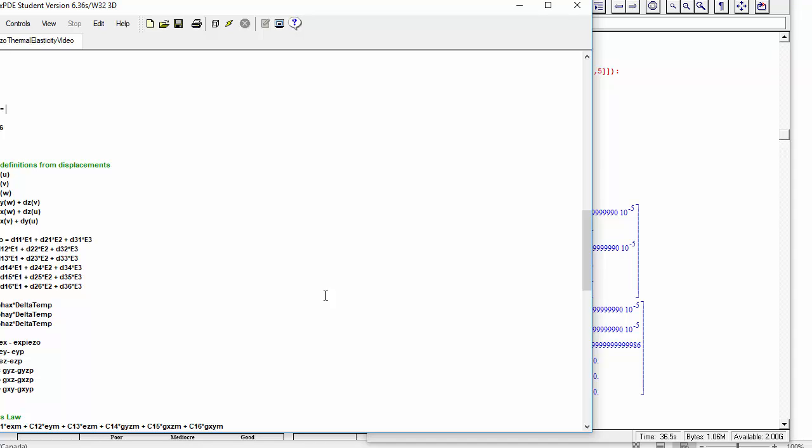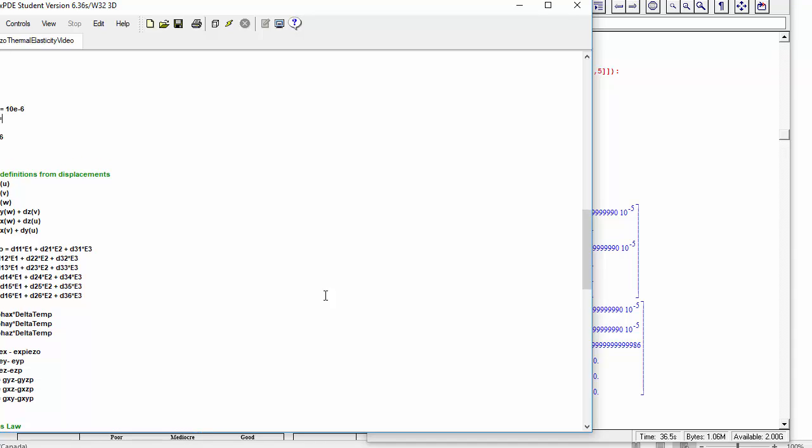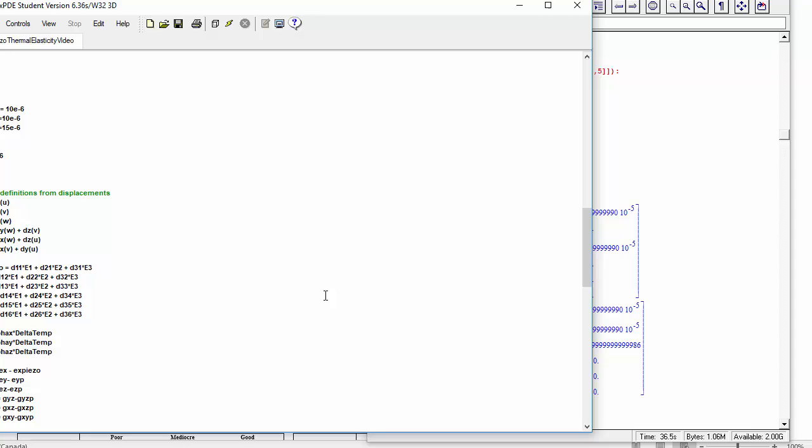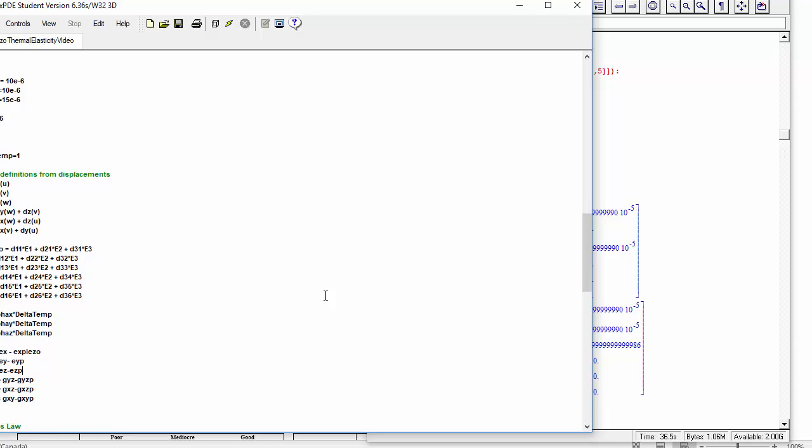Now we have new material parameters we need to put in. Alpha x is equal to 10e-6. Alpha y is also 10e-6. Alpha z is 15e-6. And we're going to need to put in the delta temp. Delta temp is 1.